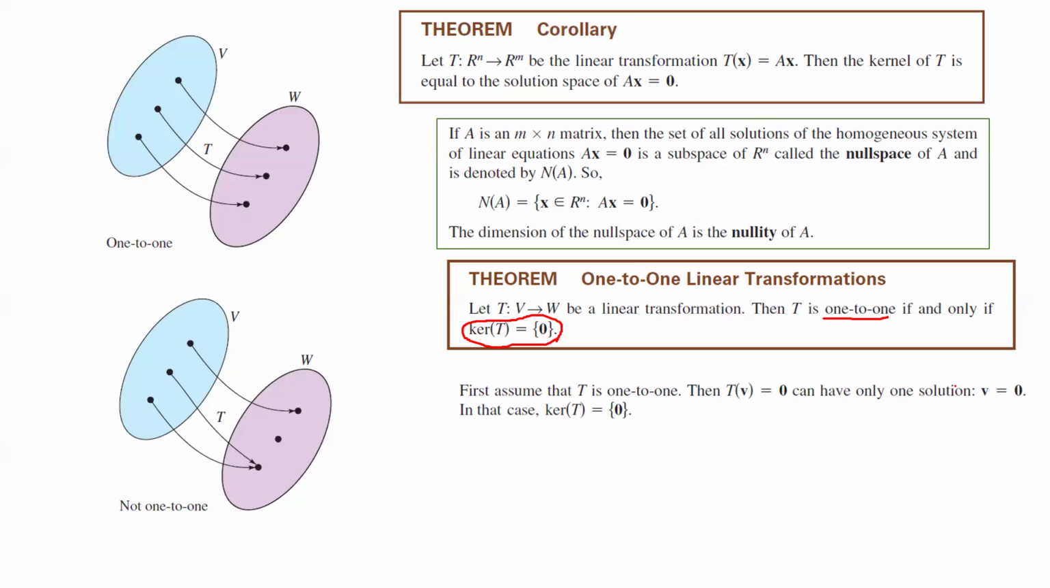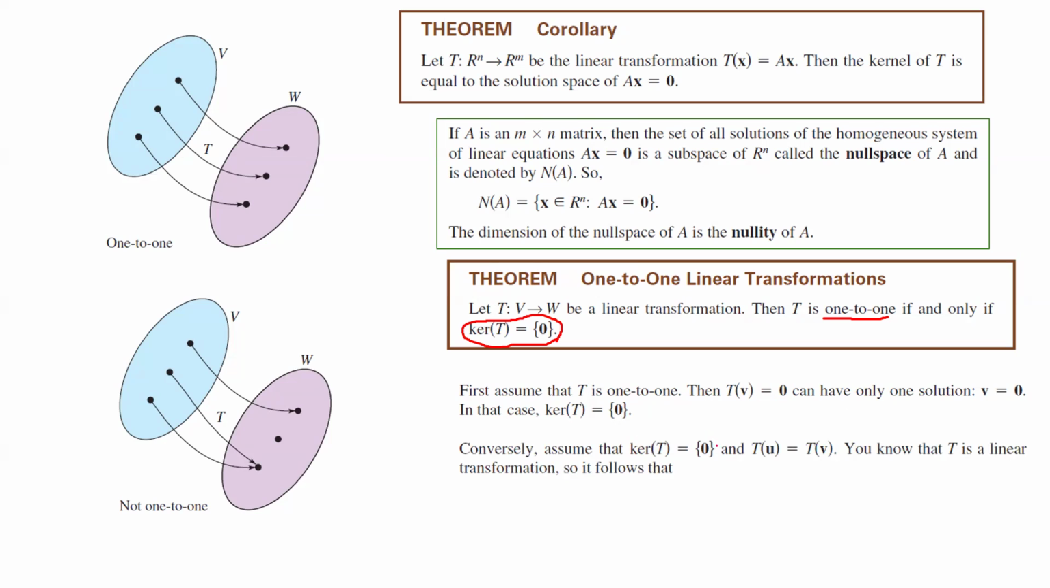So to prove the theorem, first assume that T is one-to-one. If T is one-to-one, then T of V equal to 0 can have only one solution, V equal to 0. There is no other option. So the only value that can make TV equal to 0 is V equal to 0. So since T is one-to-one, the equation TV equal to 0 has only one solution, 0.